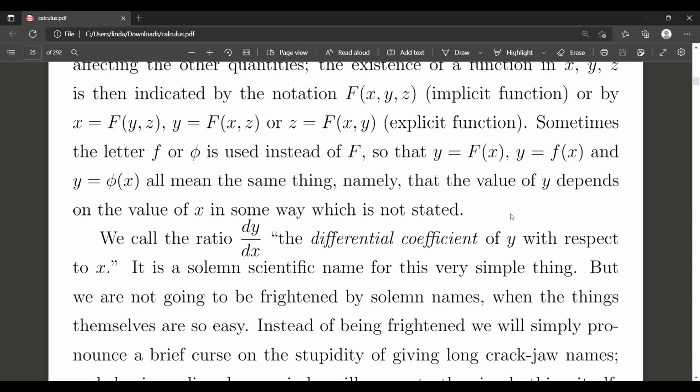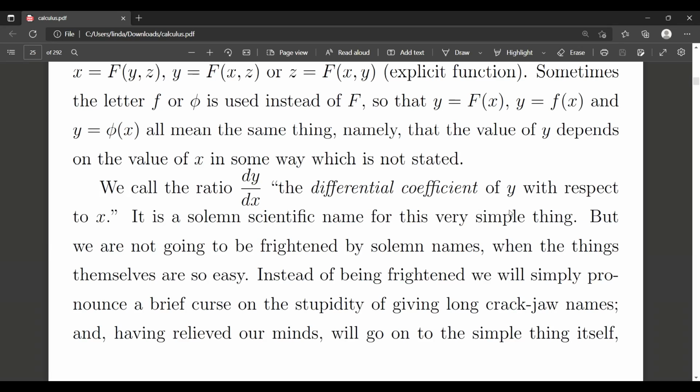Sometimes small letter f or phi is used instead of capital letter F, so that y is equal to capital F(x), y is equal to small letter f(x), and y is equal to phi(x) all mean the same thing, namely that the value of y depends on the value of x in some way which is not stated. We call the ratio dy by dx the differential coefficient of y with respect to x.